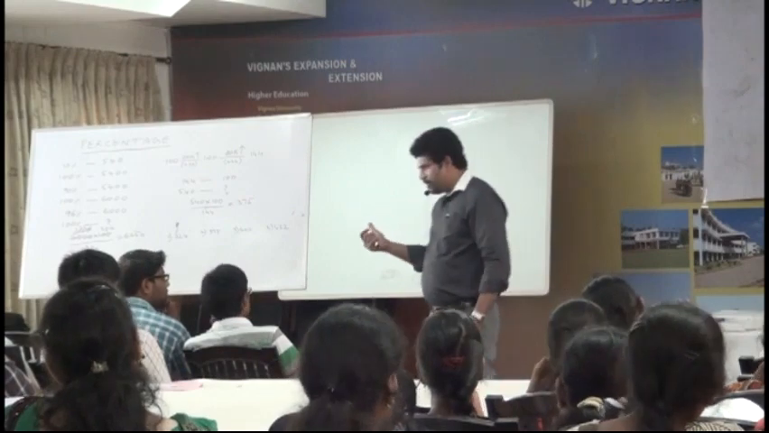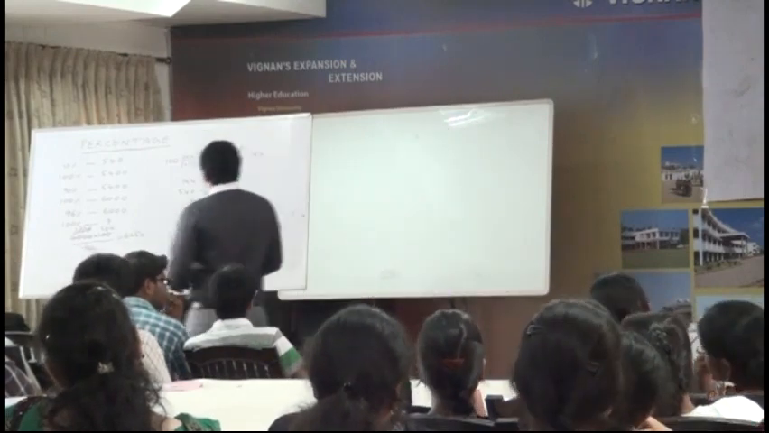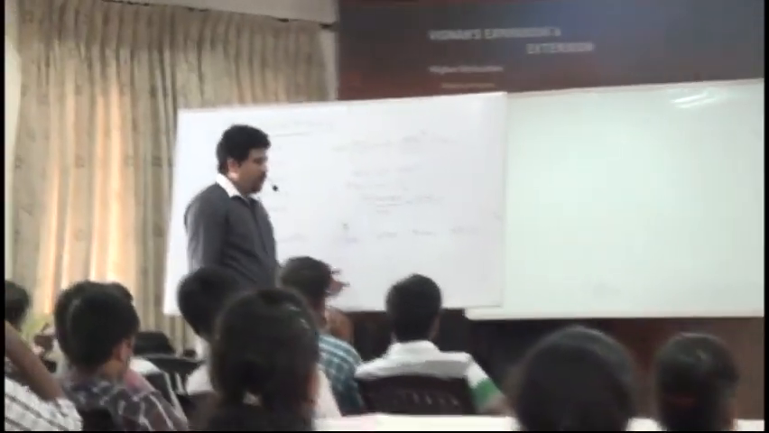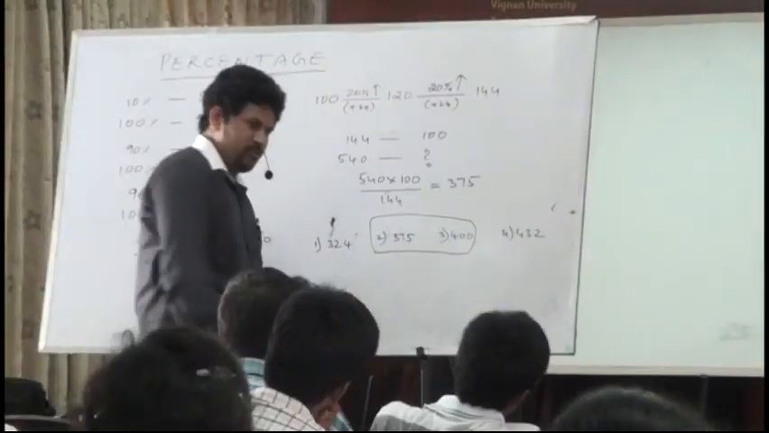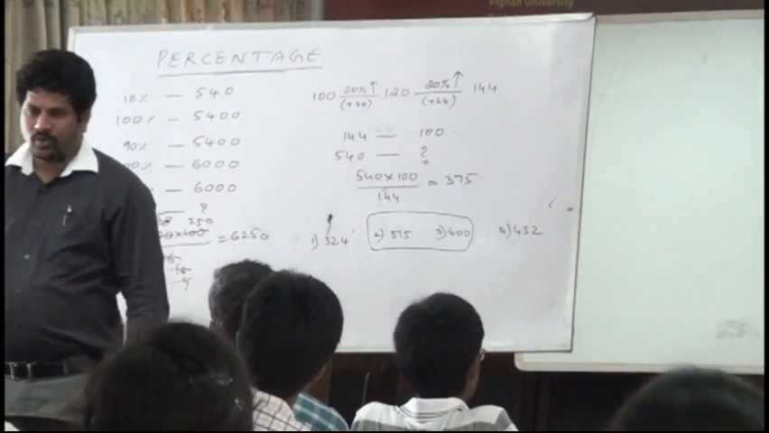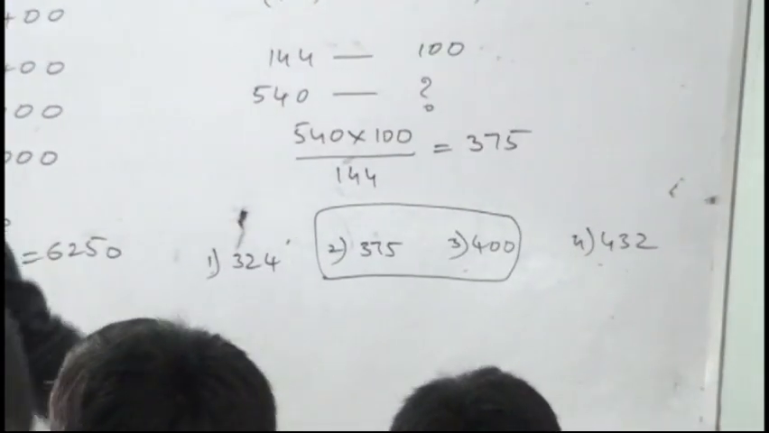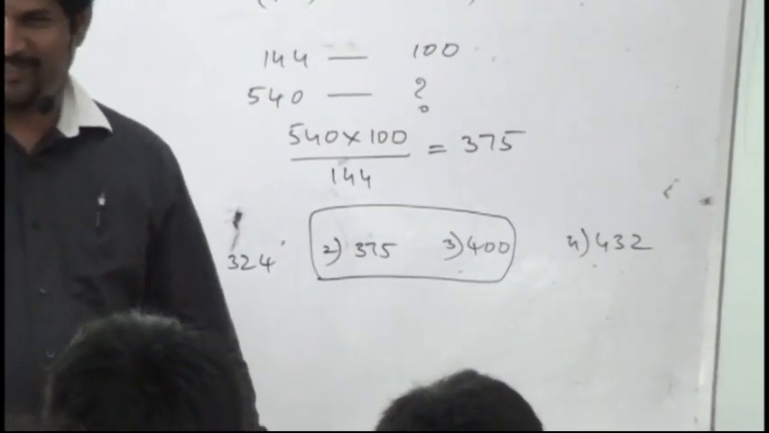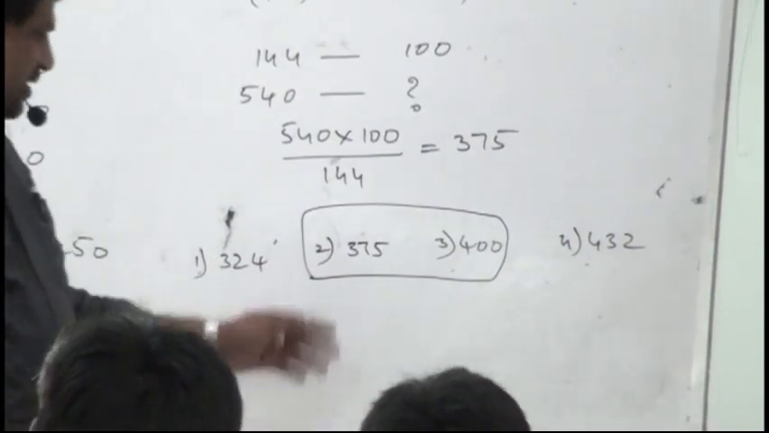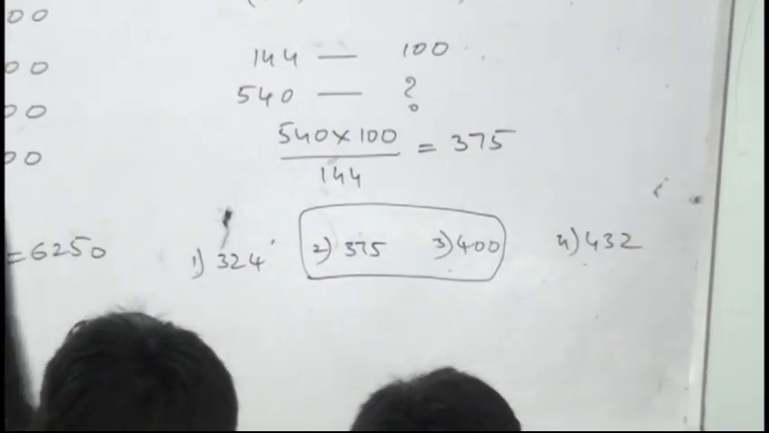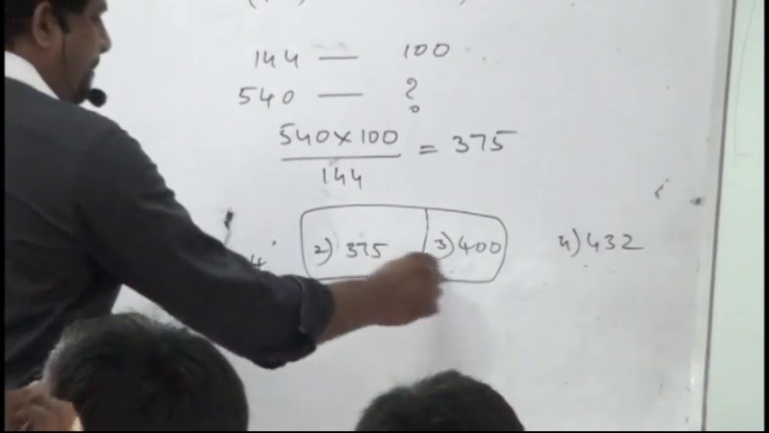So I'll show it here. See, when there are 4 options, you consider one of these two, the middlemost. So let us take 400. It is easy to calculate 20% 2 times, right? Because 375 is difficult. So let us take 400.